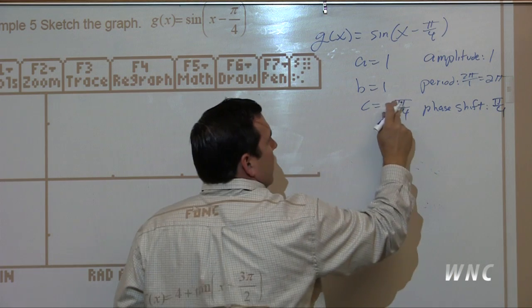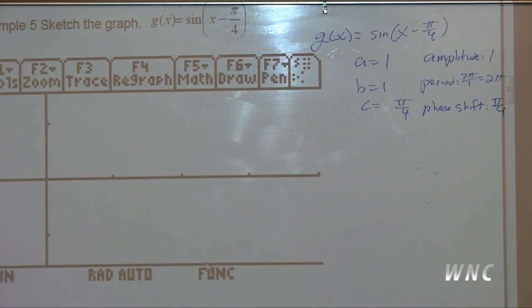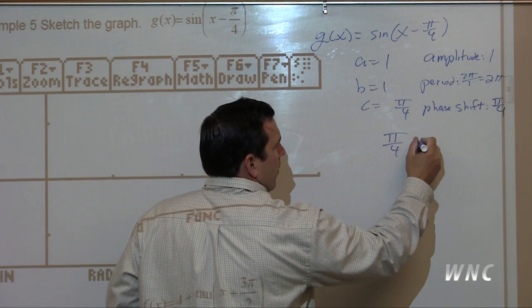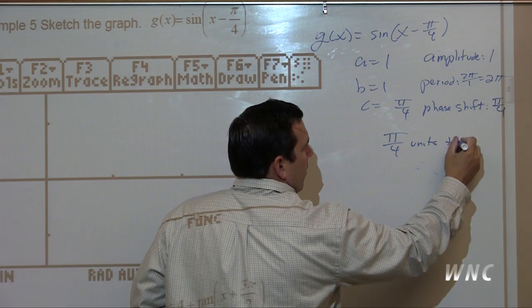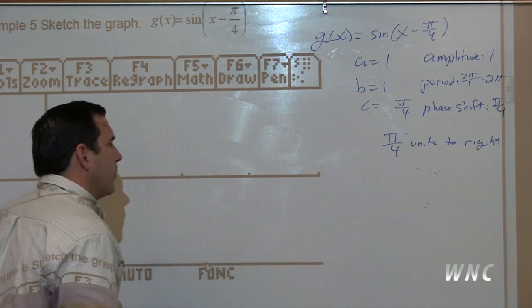No, sorry, c is not negative. It's supposed to be minus. C is positive pi over 4. That means it's going to go pi over 4 units to the right. It's the positive phase shift.